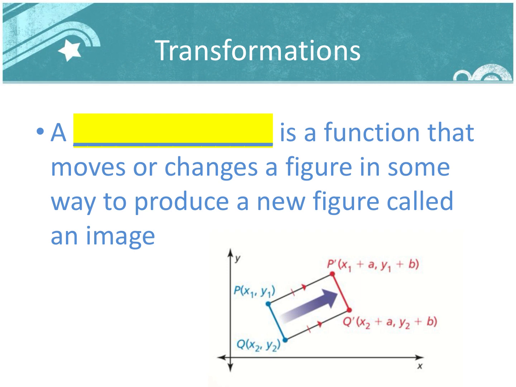A transformation is a function that moves or changes a figure in some way to produce a new figure called an image. Now, what this does is, for example, you have this blue line right here. That transformation is just going to make it move from the blue to the red. It's just going to move the figure this exact same way, the exact same shape from one place to another.